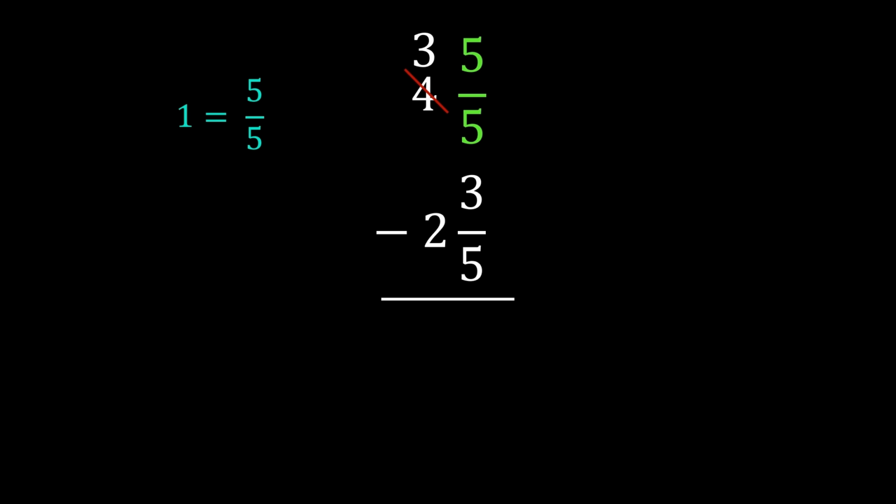Now I can start by subtracting my numerators. 5 minus 3 is 2. My denominator of 5 remains the same because I always start subtracting mixed numbers with my fractions. Now I can subtract my whole numbers. 3 minus 2 is 1. And I need to double check, do I need to simplify 1 and 2/5? 2 and 5 don't share a common factor, so we are simplified. So my final answer is 1 and 2/5.